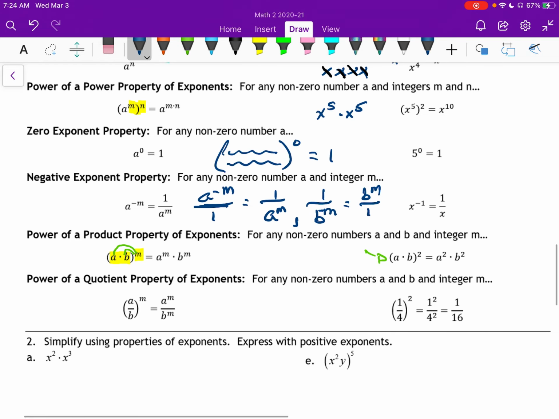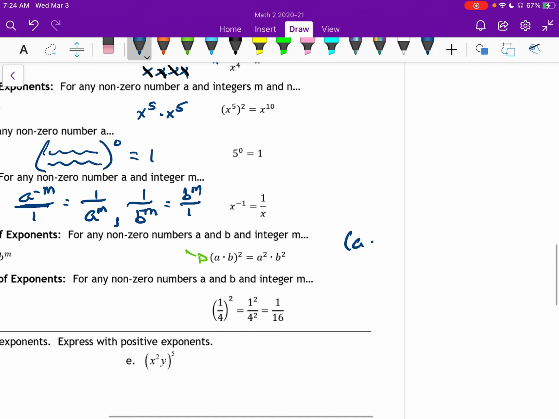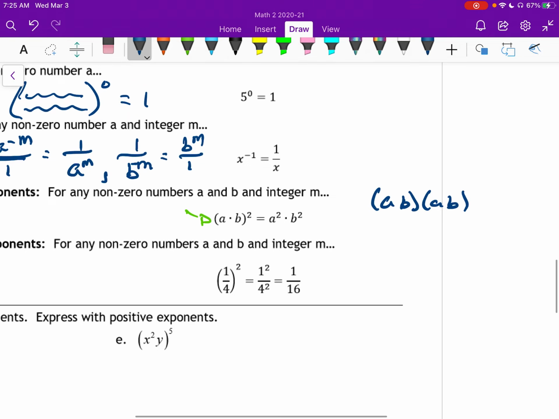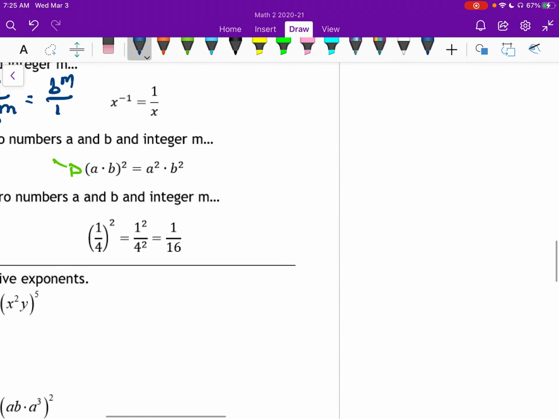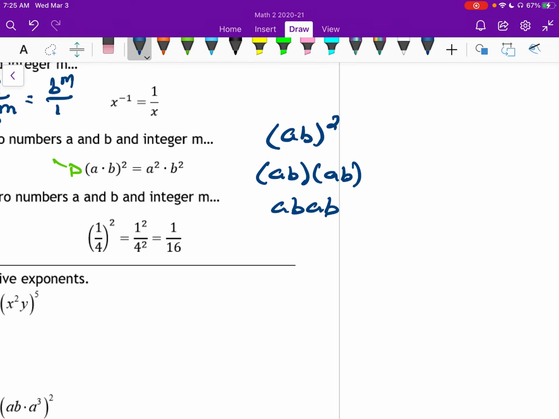You distribute it there, and let me show you why that is. If we take ab squared, the squared means that we need to write it twice. So it's going to be ab, ab. And then we can drop our parentheses: ab, ab. So we have 2 a's, 2 b's, and there we are. It's kind of like distributing an exponent.